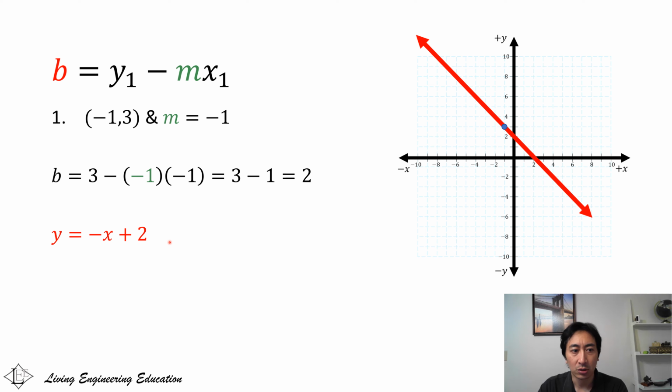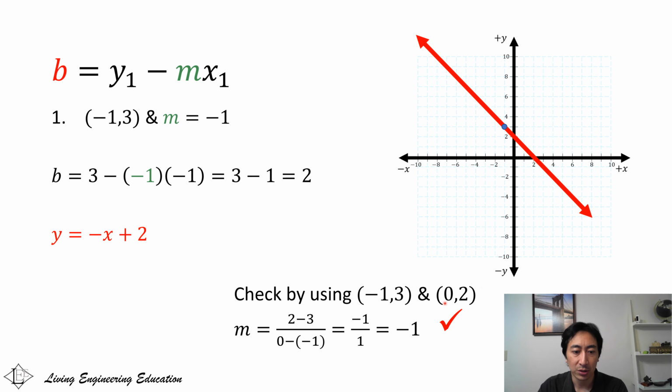But maybe I want to check. So what can I check? Like I said earlier, we have 2 points. We have point 1 here, and we have point 2, which is our y-intercept. So I can use those 2 points. I know how to solve for a slope, having 2 points. So I can check to make sure that my slope is equal to -1. So I'll use point 1 and the y-intercept, and I use a delta y over a delta x. So here we have 2 minus 3, and in the denominator we have 0 minus -1. So I get -1 over 1, which equals -1, so that checks with my slope. So it's an easy way to check to make sure you're applying the y-intercept equation correctly.